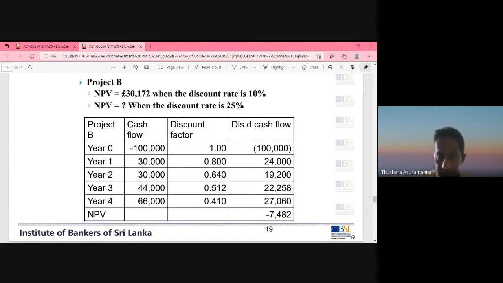So if you take this equation, what is R1? 10%. What is R2? 25%. What is NPV1? 30,172. What is NPV2? Minus 7,482. But we take the absolute value, that is 7,482 is NPV2. Just substitute these four values into that equation and see whether you also end up with an IRR of 22% for project B. See whether you have any issue.